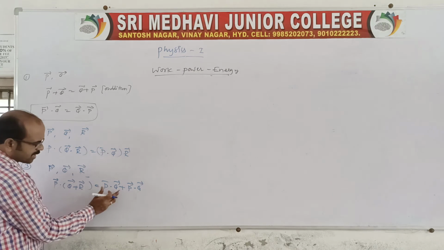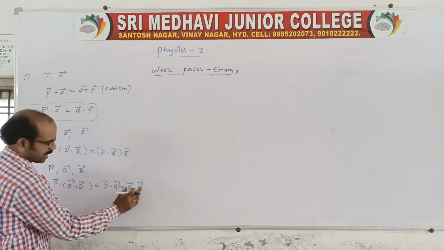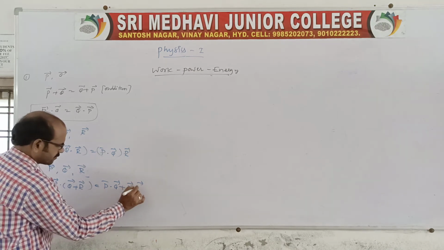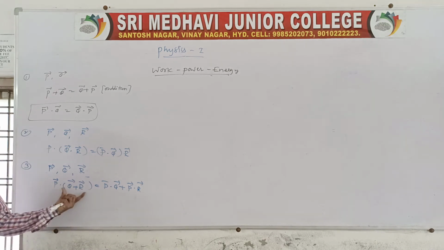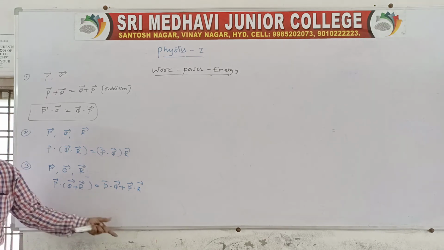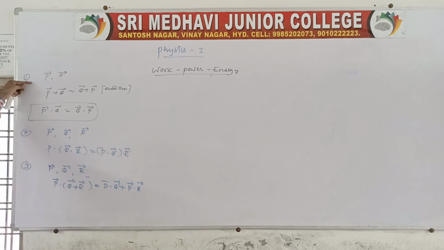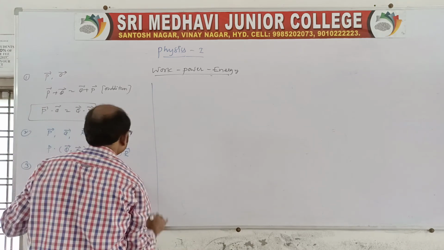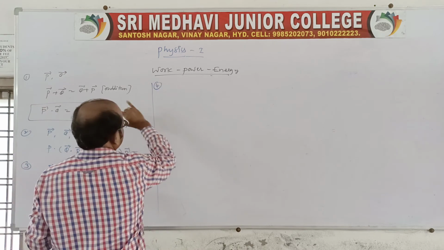Then here is equal to what happens? You multiply with these two and you multiply with these two, then we'll get the same answer. Whatever answer we are getting here, this answer is represented also the same. Like this, it is always commutative, associative, distributive law. And coming to the next property, that is the fourth one.